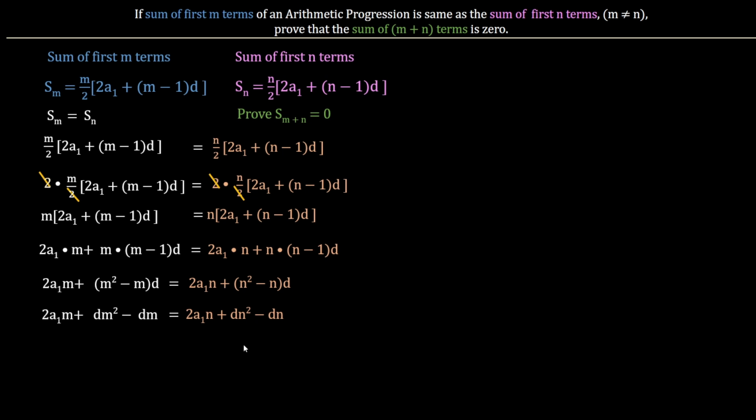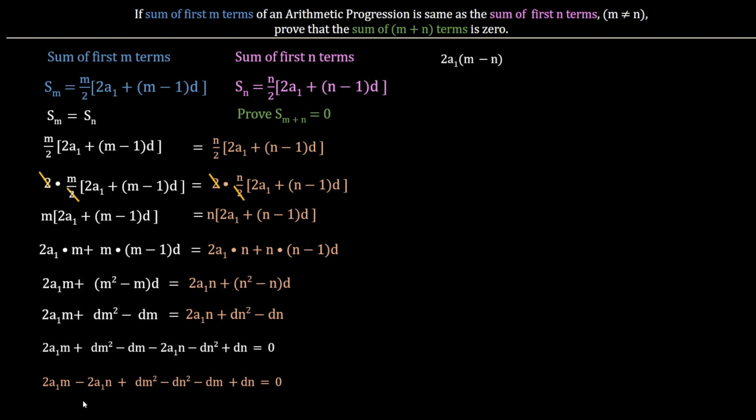Now we are going to move all the terms in the right side to the left side. That will make our right side 0. Now let's rearrange this equation and bring all the like terms together. Now from this new equation, for the first and second term, 2 times a1 is the common factor. Let's take it out. Then for the third and the fourth term, d is the common factor. Let's take it out. For the fifth and the sixth term, minus d is the common factor. Let's take it out. Now we get this new equation.